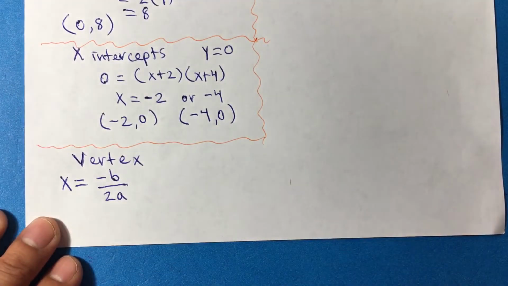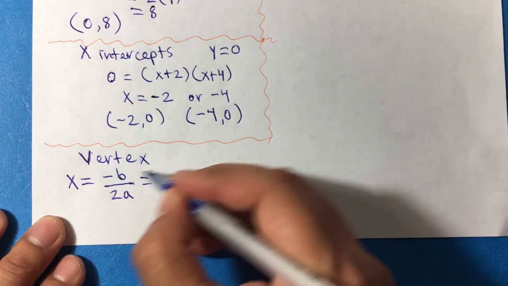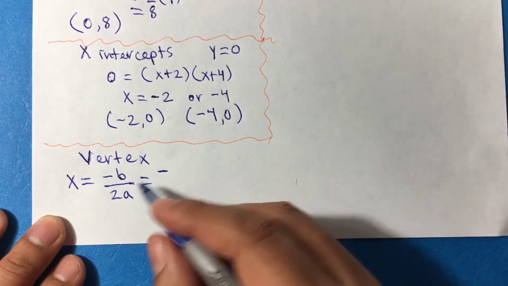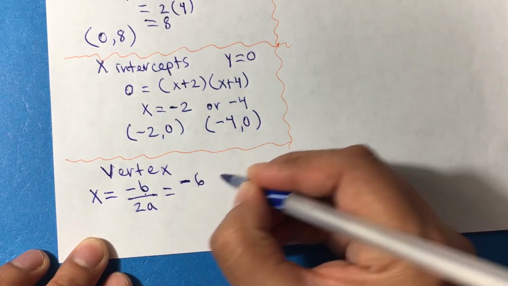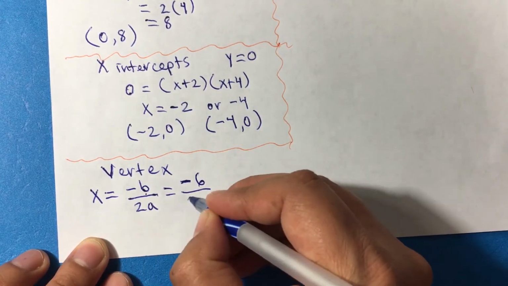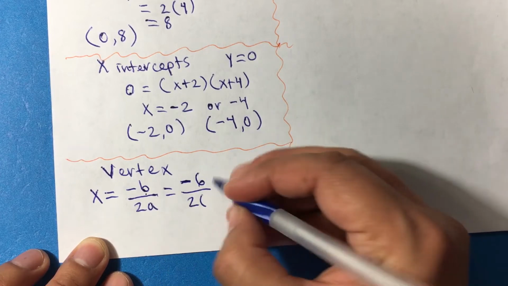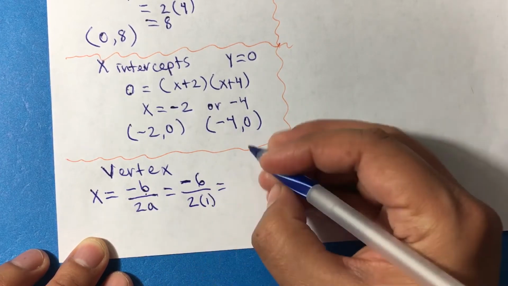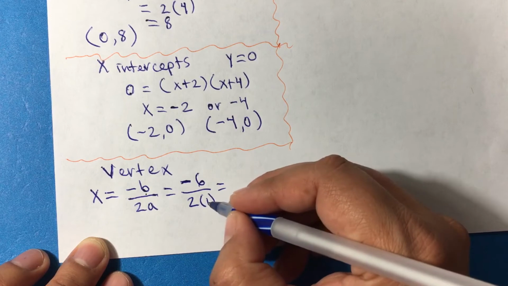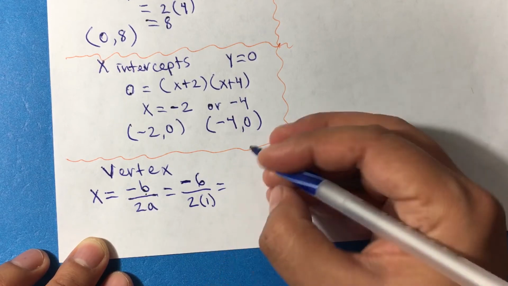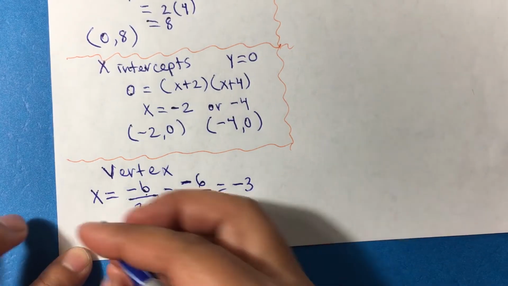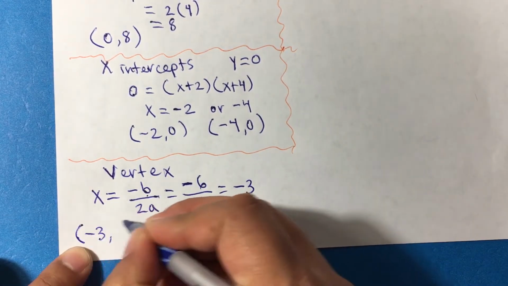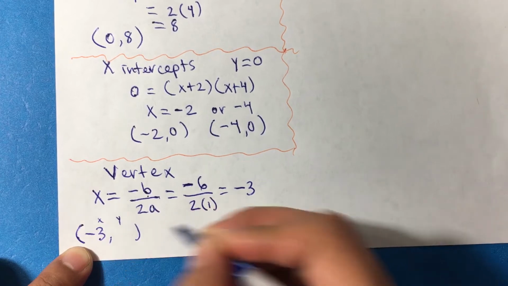Going back here, negative b, we carry the negative from the formula. B, we said, is 6, and then 2 times the value of a, which we said is 1. Negative 6 divided by 2 times 1, which is 2, so negative 6 divided by 2 is negative 3. After we find the value of x, which is negative 3, we still need to find y.